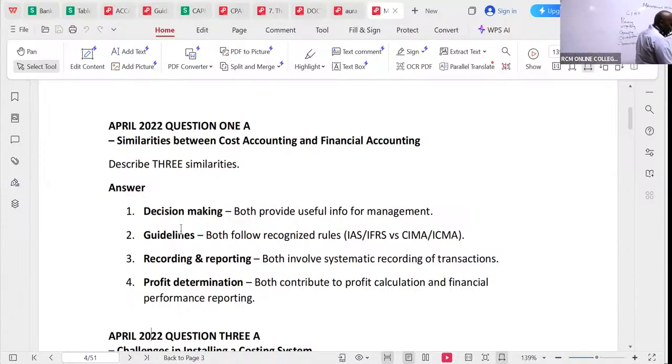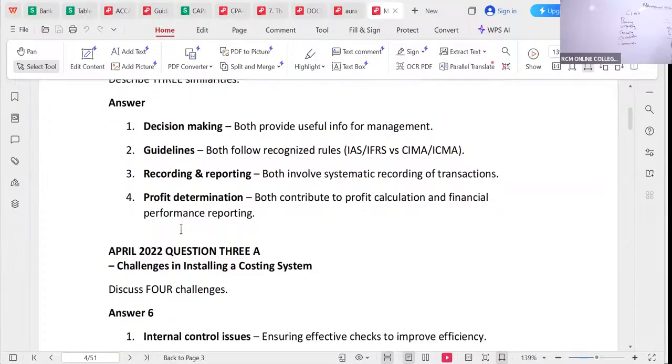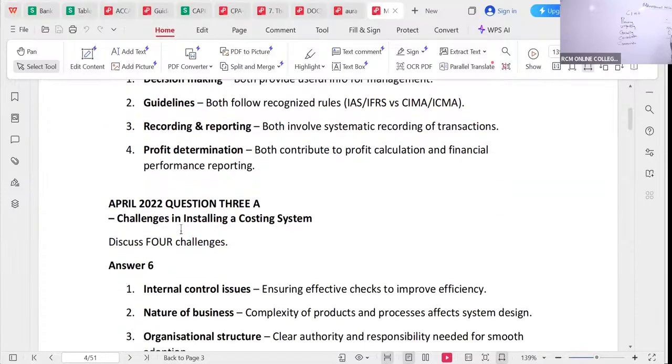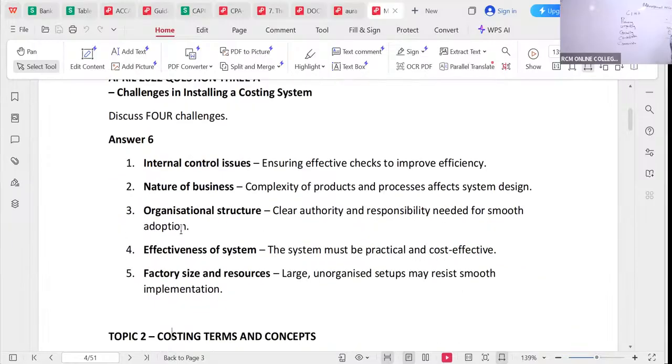Similarities. All right. April 2022, question number 3A: challenges in installing a cost accounting system. Are you able to give me those challenges? Try to give me the ones that are not there. When you want to install any accounting system, be it costing, challenges. I know one of them.